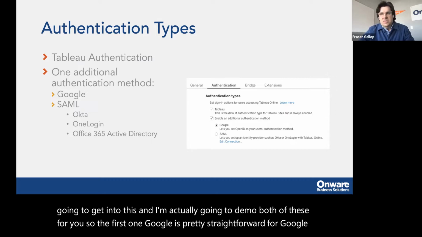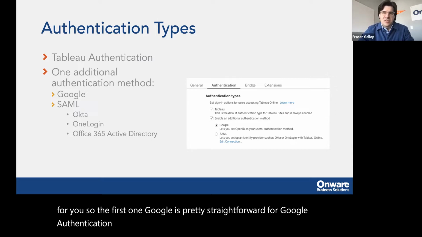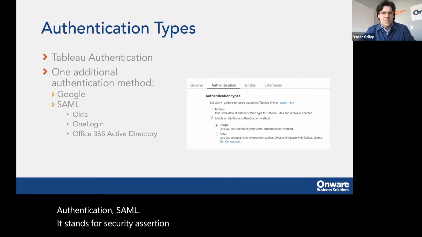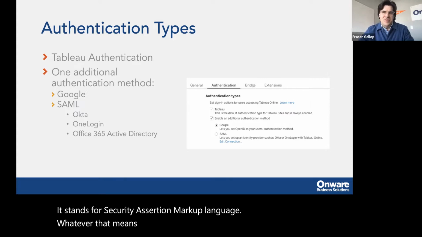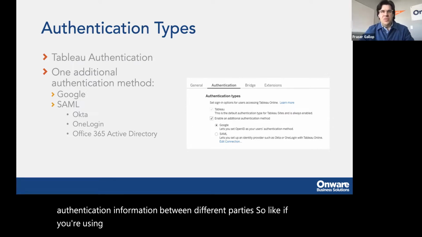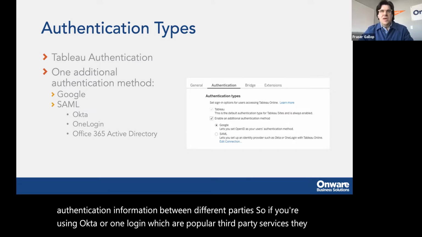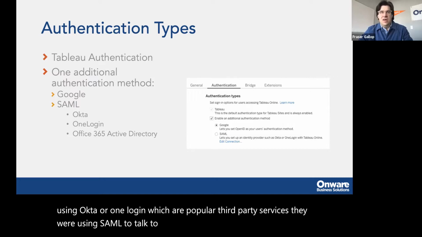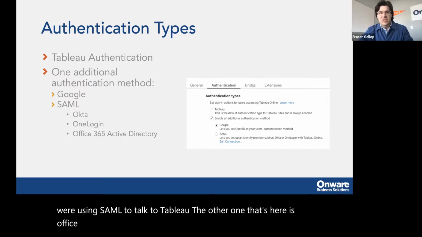SAML stands for Security Assertion Markup Language, whatever that means. It's an open standard for exchanging authentication information between different parties. If you're using Okta or OneLogin, which are popular third-party services, they're using SAML to talk to Tableau. The other one that's here is Office 365 Active Directory, which is becoming very popular within organizations as a way to authenticate people.